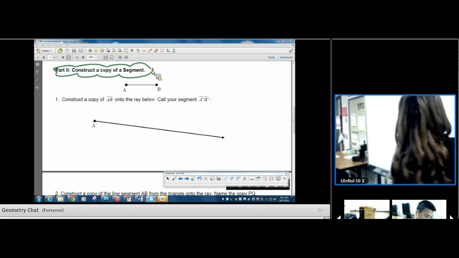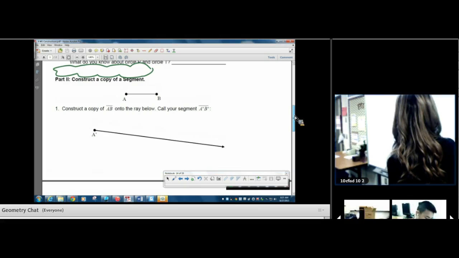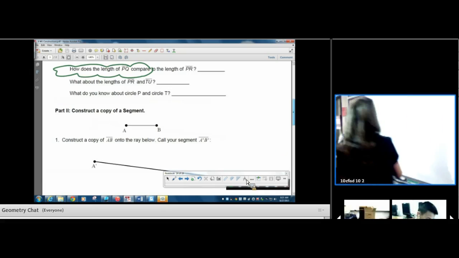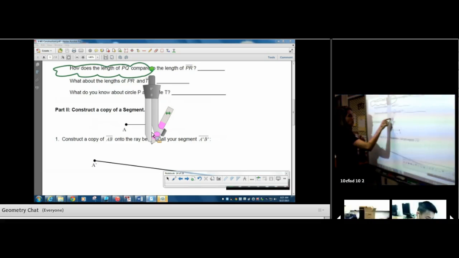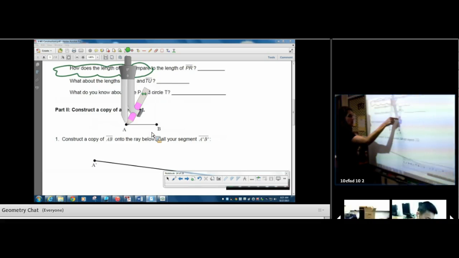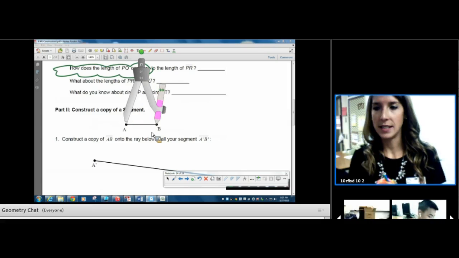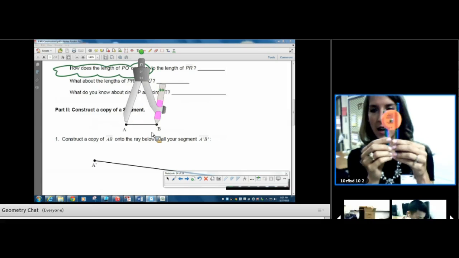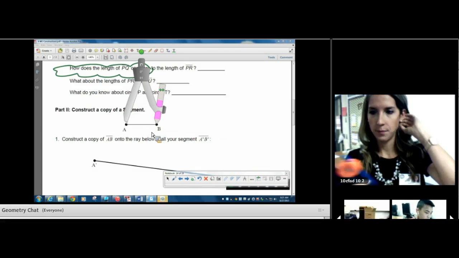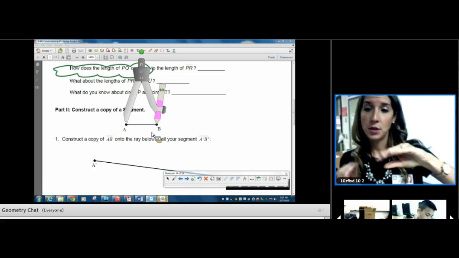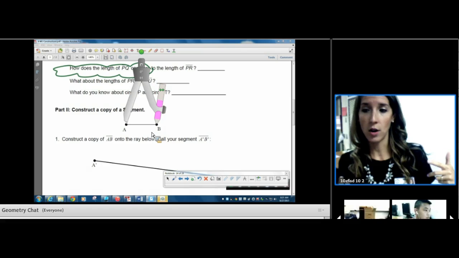So this is how you copy a segment. You take your compass. Where'd my compass go? There's one. You put the needle on one end point. You put the pencil on the other end point, and that's your compass setting. Keep it set there. Then you go to the ray. I already drew a ray for you, but if a ray wasn't already there, you would need to draw your own ray.